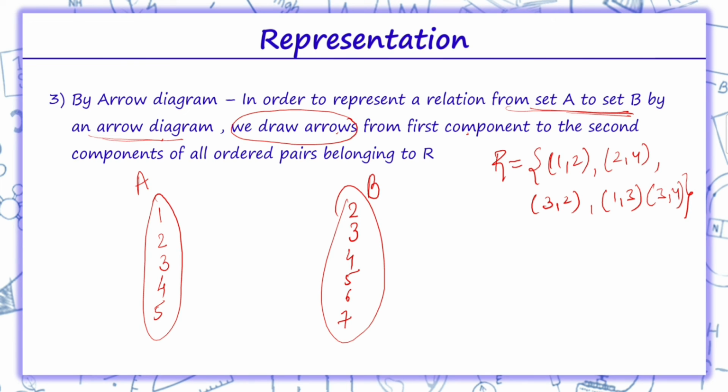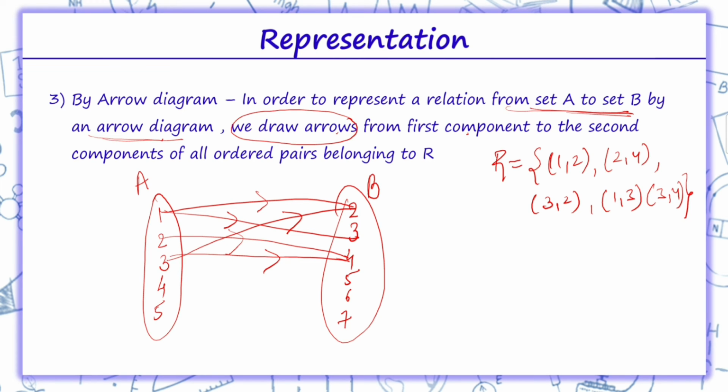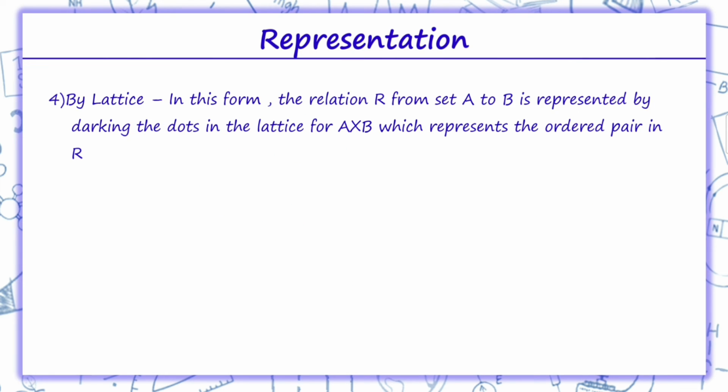This is the relation. So 1 is related to 2, so I'll draw an arrow over here. Then 2 is related to 4, so then an arrow. Then 3 to 2. Then 1 to 3. Then 3 to 4. So when we represent a relation by drawing arrows, that is an arrow diagram.